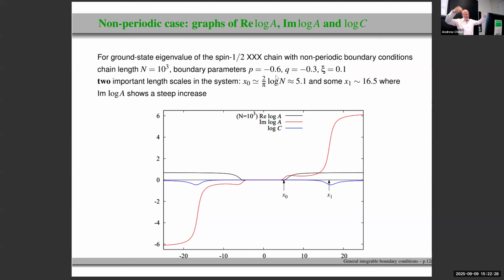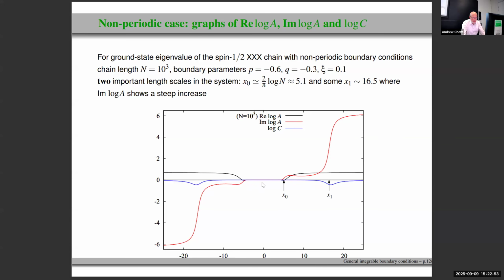That means the boundary fields point into the same direction. Which is important: in opposite directions, we would have different appearance of these graphs. Anyway, when you look at the real part of log of capital A, meaning 1 plus little a, you see it looks a bit like before.